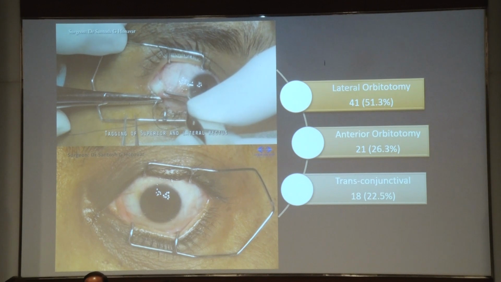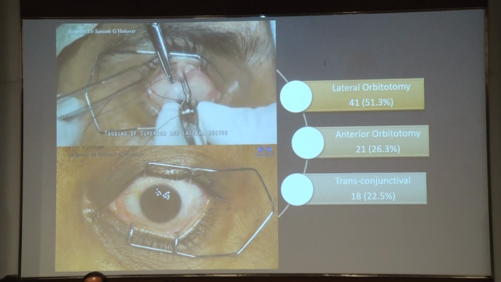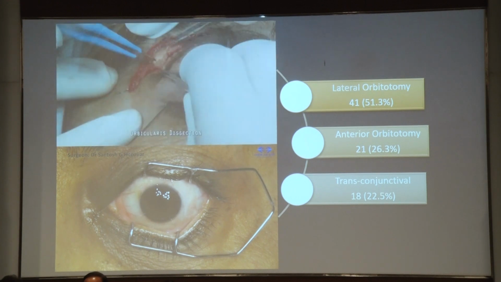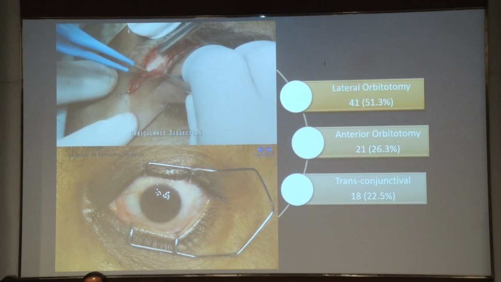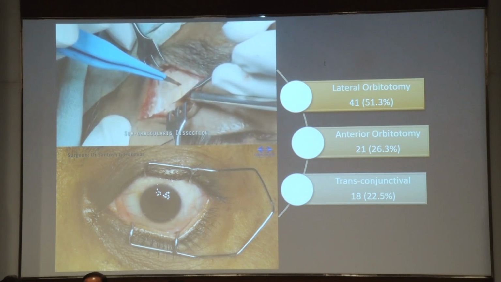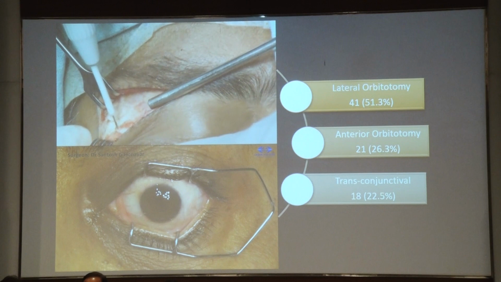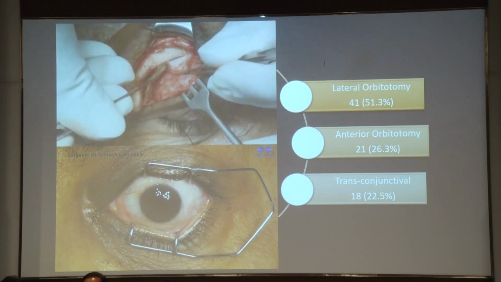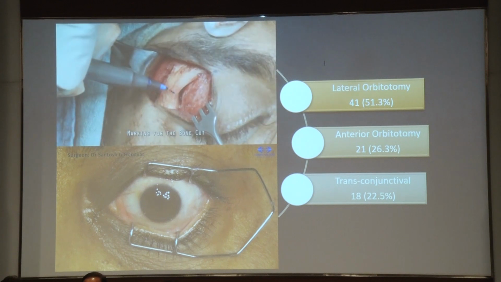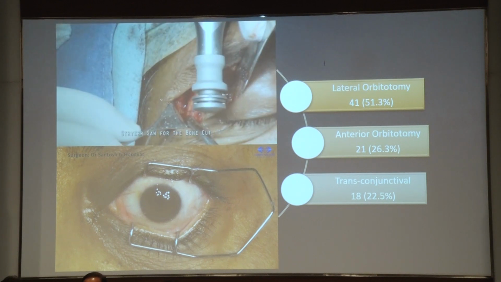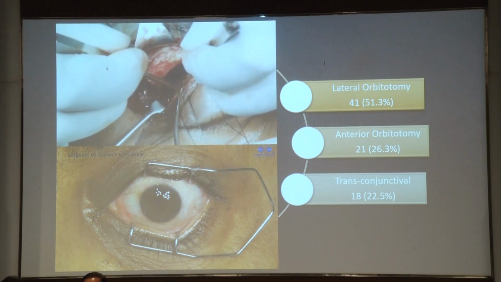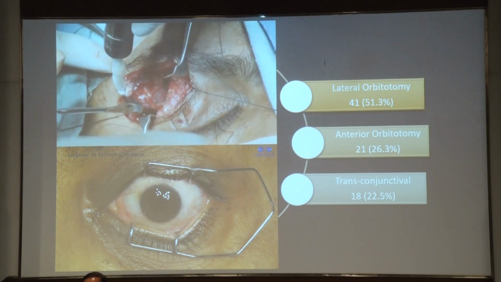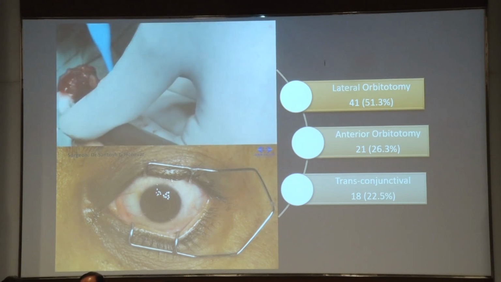So we had multiple interventions, ranging from lateral orbitotomy, anterior orbitotomy, and transconjunctival orbitotomy. Here is a video showing the lateral orbitotomy, wherein after the subcuticular dissection, the periosteum is reached and elevated. After elevating the periosteum, sometimes we have to go ahead with a bone cut. Here, a bone cut was performed for good visualization of the tumor, and cryo-assisted extraction of the tumor was performed.